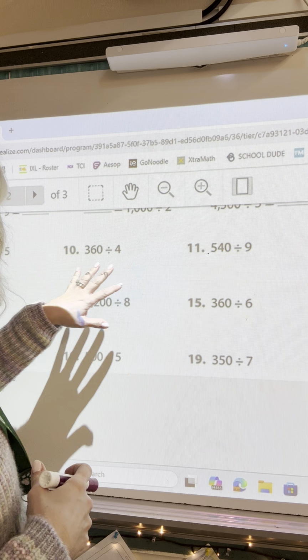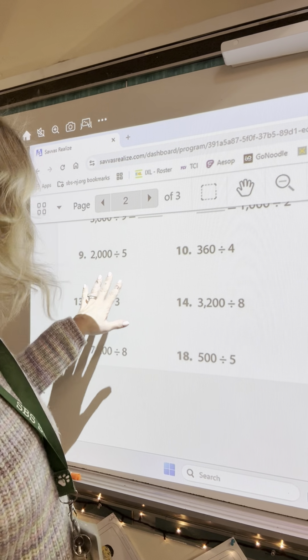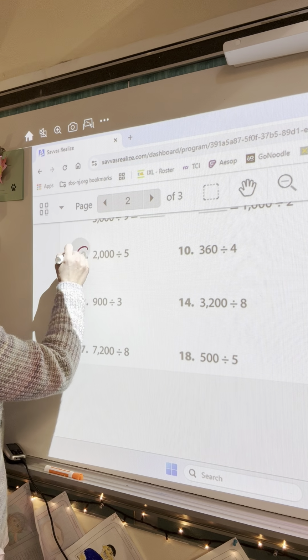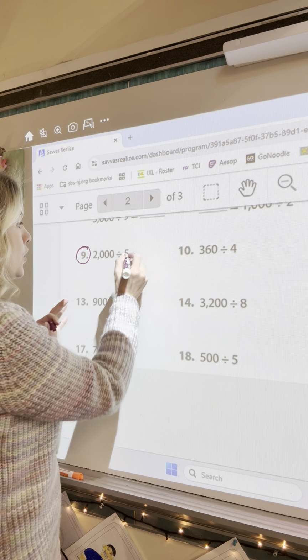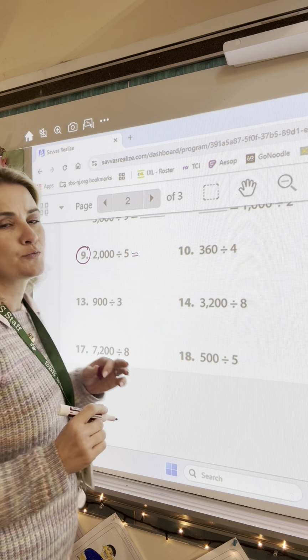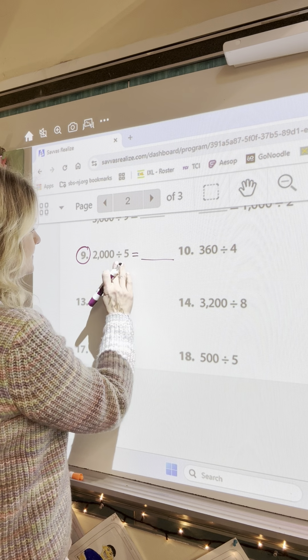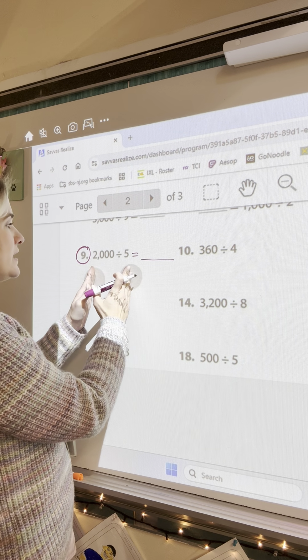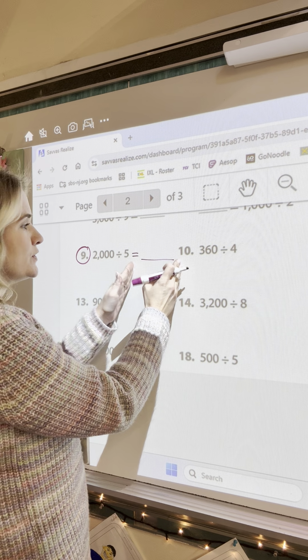So I'm going to turn you to number 9 rather, which is 2,000 divided by 5. I reminded all the kiddos that you always need an equal sign after a problem that you're trying to work on. So I told the kids the opposite of division is multiplication. So if looking at this problem confuses you, which it does for many of them, let's start with looking backwards.